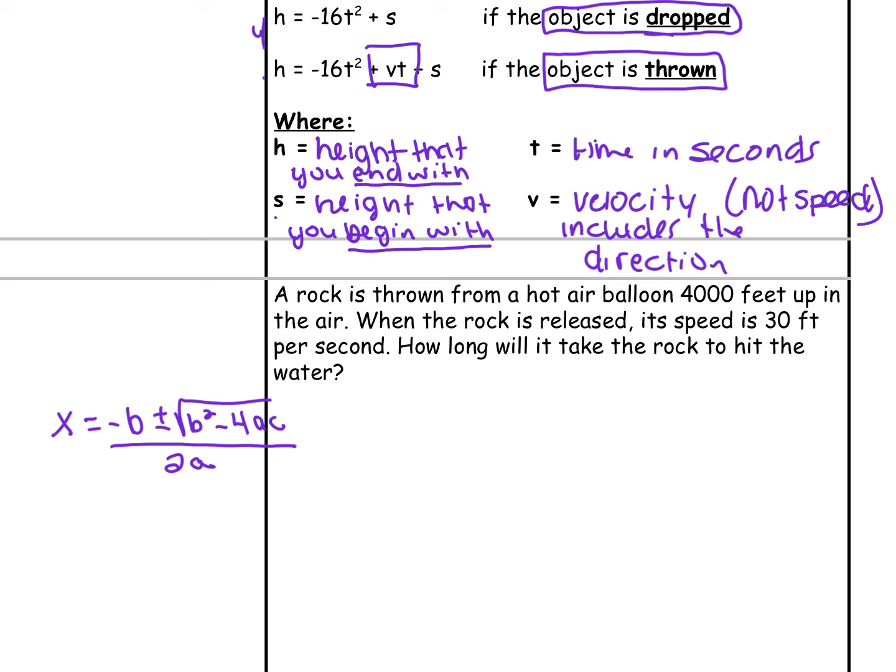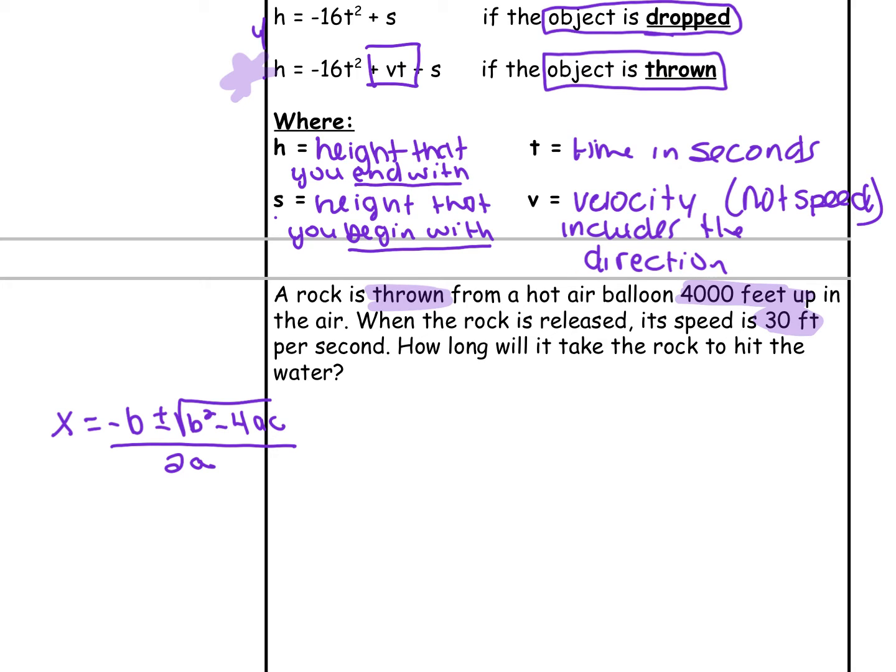All right, let's take a look at the word problem. A rock is thrown, so that's really important because we now are going to be using that formula because it is thrown from a hot air balloon that is 400 feet up. That's where we begin. So we know that our S is going to be 400. When the rock is released, its speed is 30 feet per second.